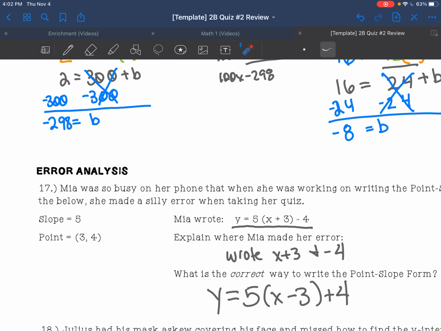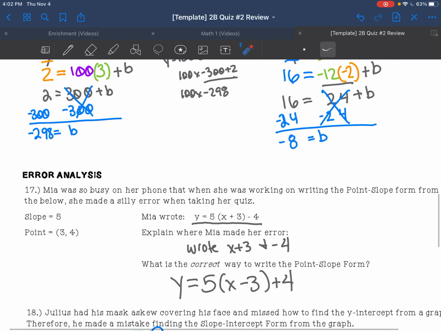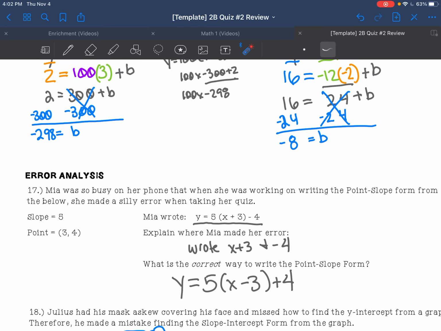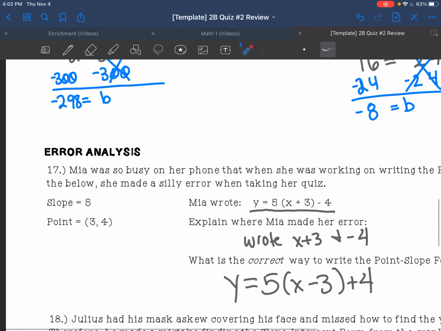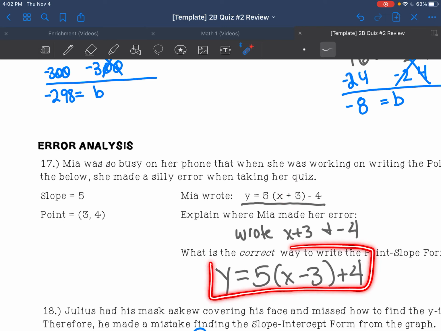Next up is some error analysis. So Mia was so busy on her phone that when she was working on the quiz to write point-slope form from the information below, she made a silly error when taking her quiz. So our slope was 5, our point is 3, 4, and Mia wrote y is equal to 5 times x plus 3 minus 4. And she made her error because she wrote x plus 3 and a minus 4. Y's don't lie. Only x's do in the point slope form. So it should read y is equal to 5 times x minus 3 plus 4.